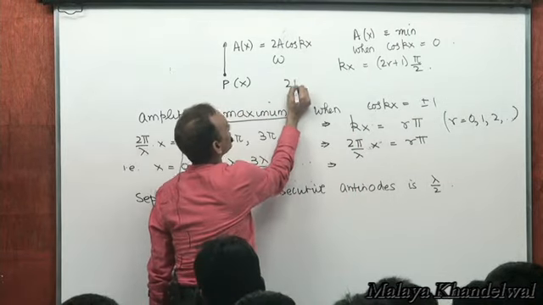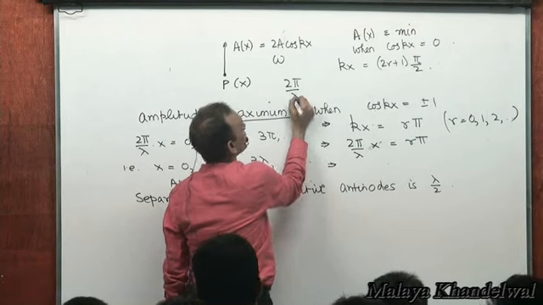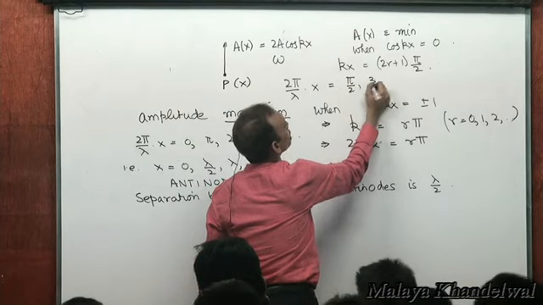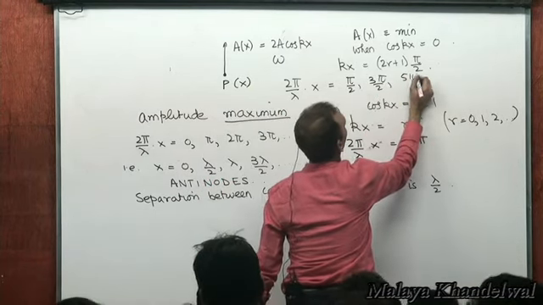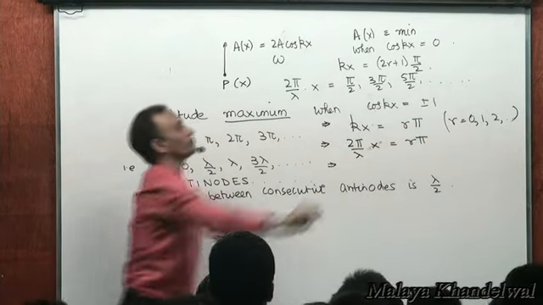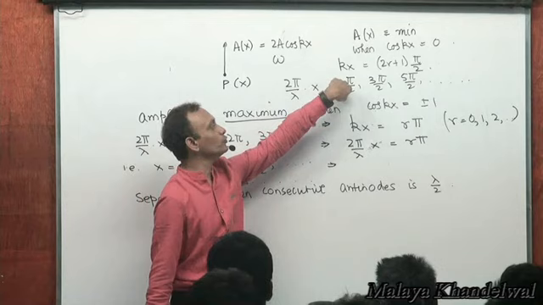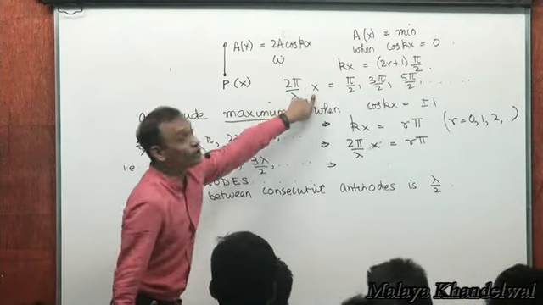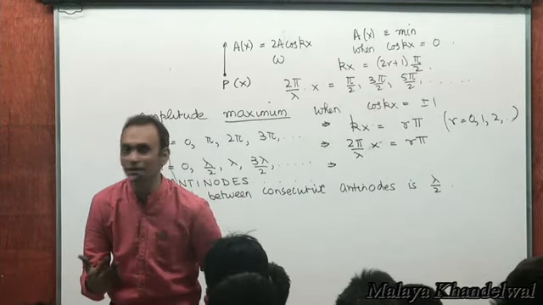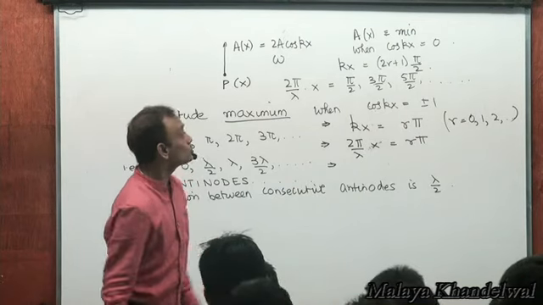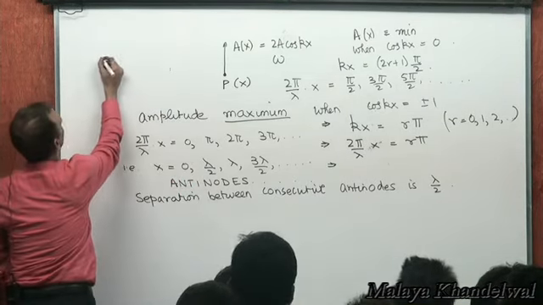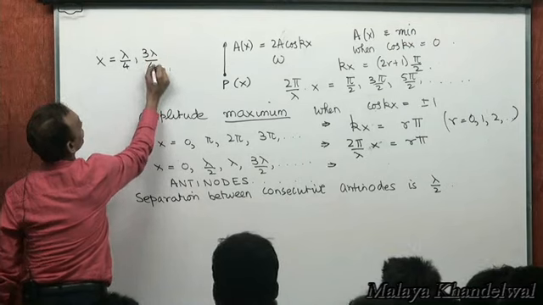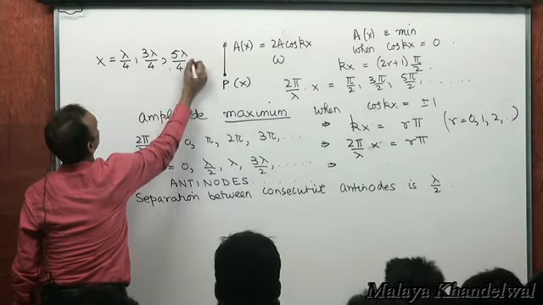If I write k as 2 pi by lambda, then kx must be 2 pi by lambda into x equal to pi by 2, 3 pi by 2, 5 pi by 2, and so on and so forth. Yes or no? Odd multiple of pi by 2: 1 into pi by 2, 3 into pi by 2, 5 into pi by 2. Clear? At these values of x, you would encounter points with zero amplitude. Right? That means when x is lambda by 4, 3 lambda by 4, 5 lambda by 4, and so on and so forth.